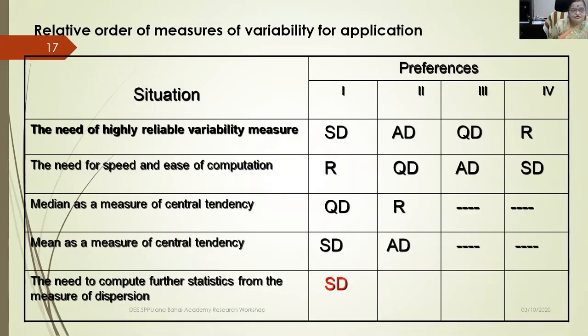This is a table which shows the relative order of measures of variability for application. If you see carefully, if the situation is the need of a highly reliable variability measure, highly reliable is standard deviation. Mean as a measure of central tendency, obviously standard deviation is here. And the last row, I would like to speak about it more: the need to compute further statistics from the measure of dispersion. So if we are going for drawing inferences from the data, then using statistical treatment, we have to have standard deviation as measure of variability and mean as measure of central tendency for our data description.